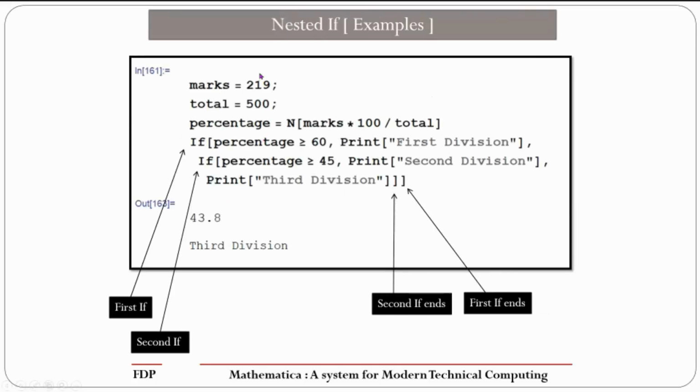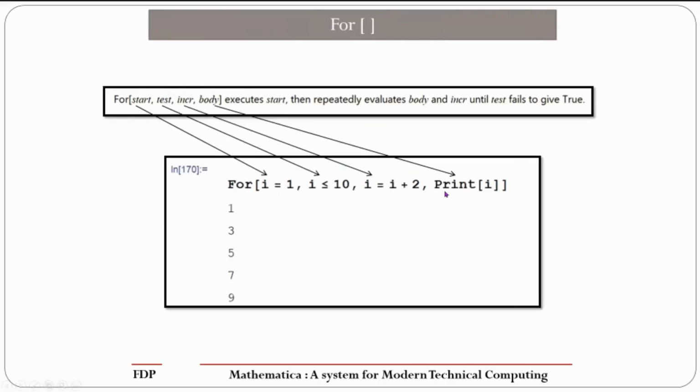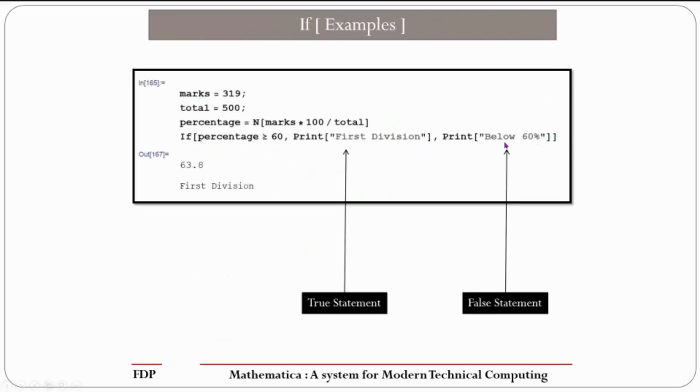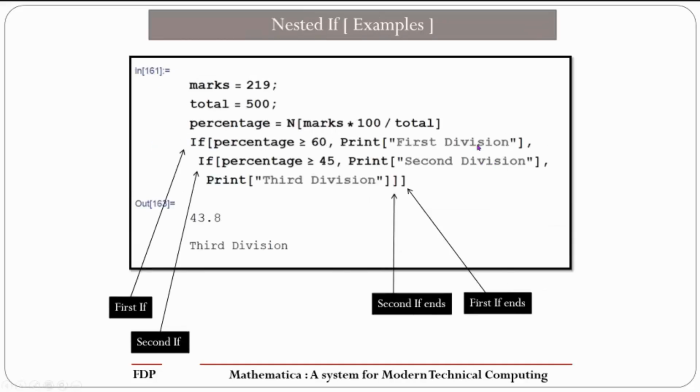So here is an example, it fails. The percentage is 43.8, it is not greater than equal to 60. So that means it will go to the third portion here, below 60, right? In this portion, now I will remove this statement and I will add one different statement. Again, I am using if percentage is greater than equal to 45, then the second division should come up. Or if this condition is also false, then print third division will come up. So basically this is the structure of nested if. In the same pattern we use nested for, nested while, like this one.